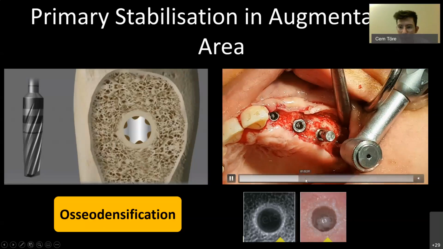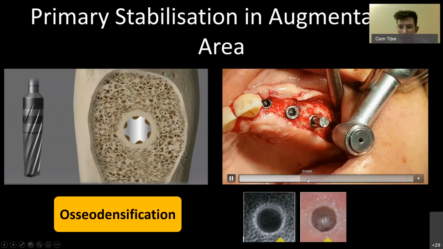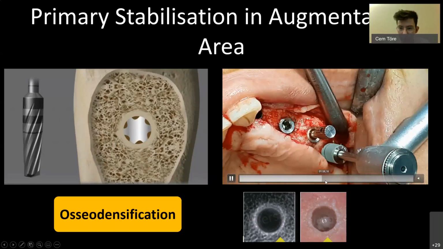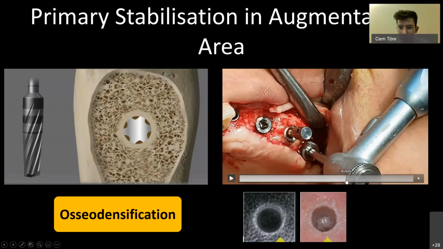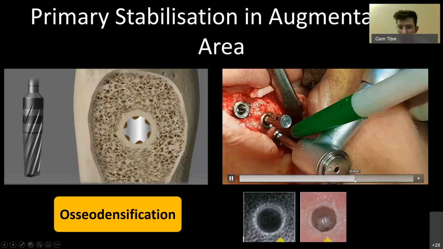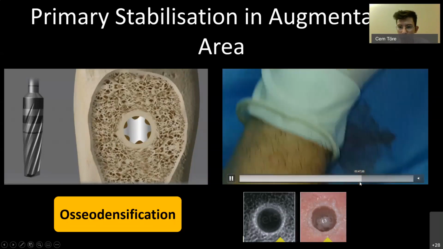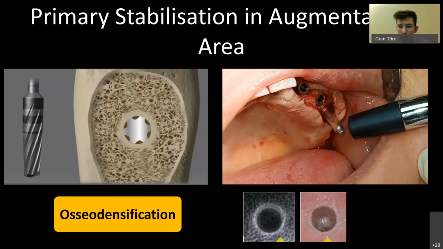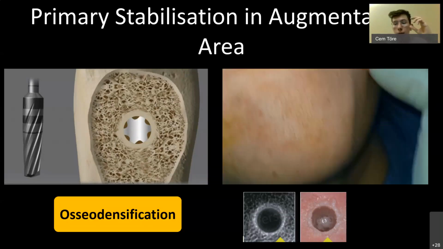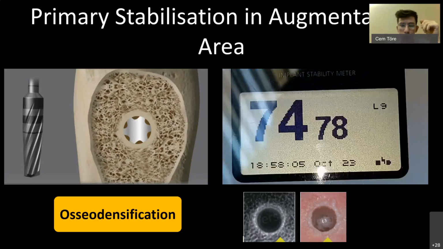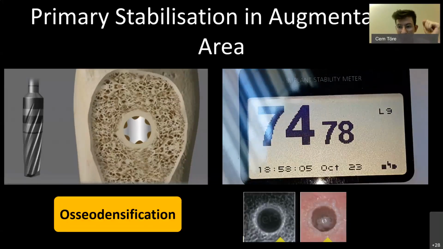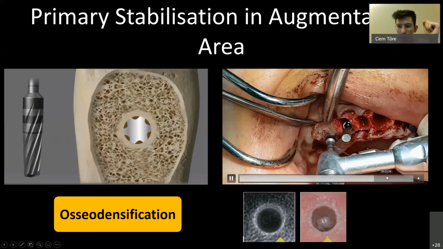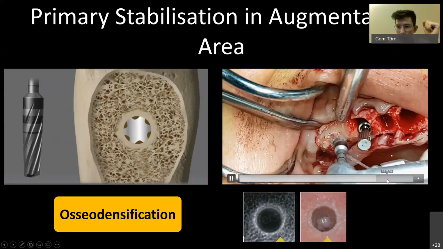In this case, we have also used an Osstell device to measure the ISQ of the implants we have placed, which we will see in a second. Here we are measuring, and we have a score of 82 ISQ in the posterior mandible, mind you, where the bone is the softest in the mouth, as they say, D4 bone. So it's something worth a try if you like the idea.